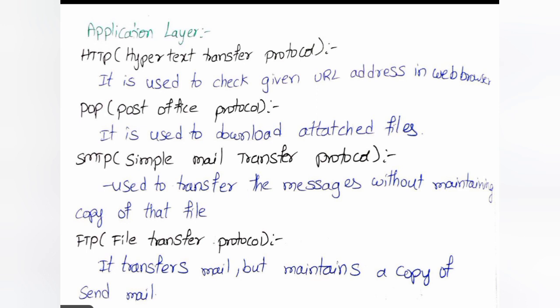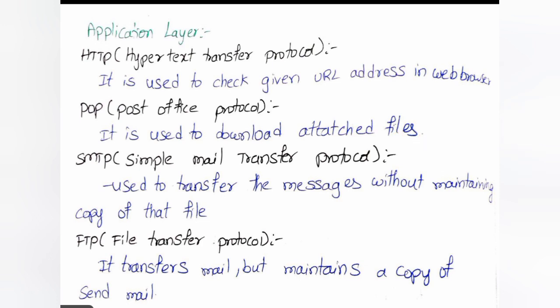And we will be using HTTPS to fill in forms and for authentication purposes, like signing in to your mail and for performing bank transactions. Basically, HTTP will establish the communication between the client and the server, that is the browser and the server. Next one is the POP, post office protocol. It is used to download the attached files from the mail. So using this post office protocol, you can download the attachments from the mail.